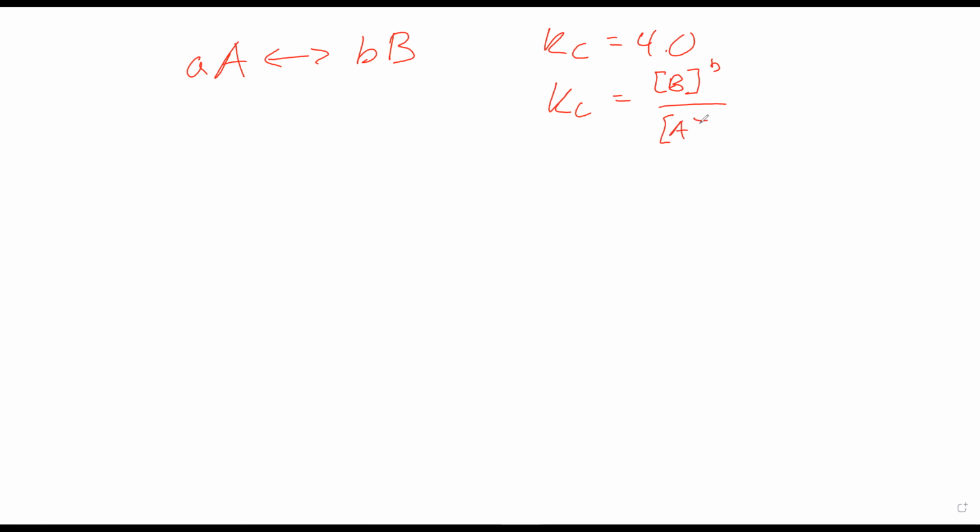In part A, or in all of them, it gives you a formula: A is in a reversible reaction with B, and the Kc is equal to 4.0. Something you should establish immediately is what the Kc formula is going to be: the concentration of B to the power of lowercase b over the concentration of A to the power of lowercase a. Does that make sense? I just plugged it into your regular Kc formula. Got it?